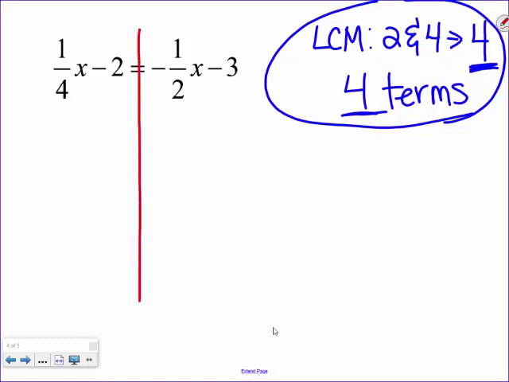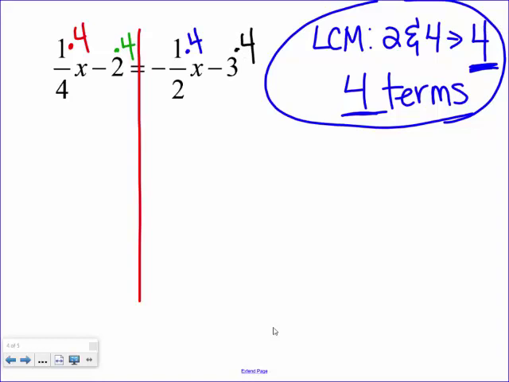Would you like for me to do the color coordinated again, or am I good to go in one color? Does anybody want to see all 4 colors? It's fine if you do. Okay. So I've got times 4 here, times 4 here, times 4 here, and times 4 here.